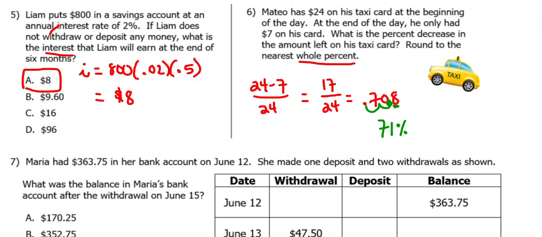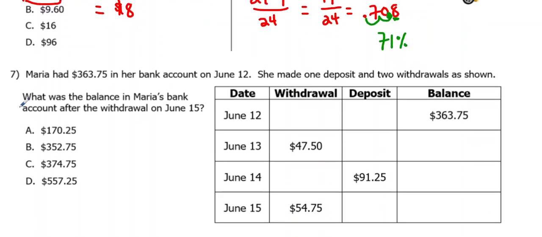Okay. Last question here is, Maria starts with $363.75 in her bank account. Okay, she made 1 deposit and 2 withdrawals. So they want to know what her final balance is going to be. All right, remember, a withdrawal means you are withdrawing or taking out, so you always subtract that from how much money you have. A deposit is when you leave something or you add something, so that is going to get added.